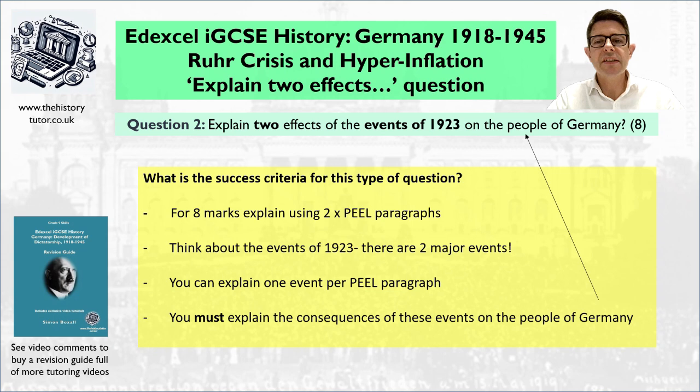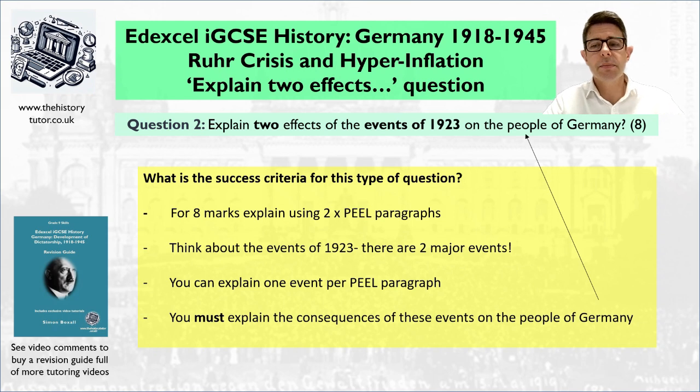We're obviously going to think about the events in 1923, as the question says. And there are 2 major events, and these are going to form the basis of our evidence and maybe our basic arguments. You should explain one of these events per PEE paragraph. And then, importantly, you must explain their consequences on the people of Germany, as the question says there.